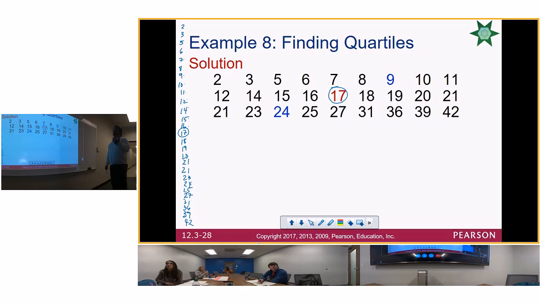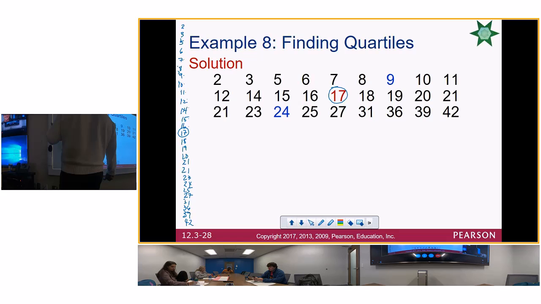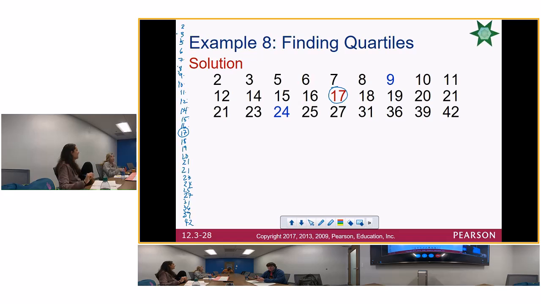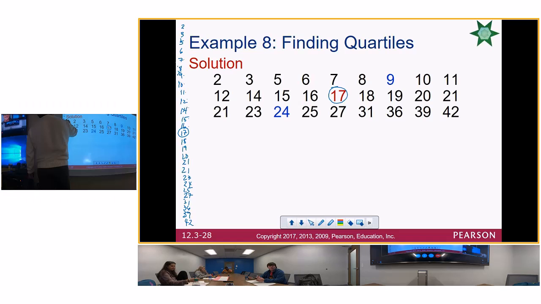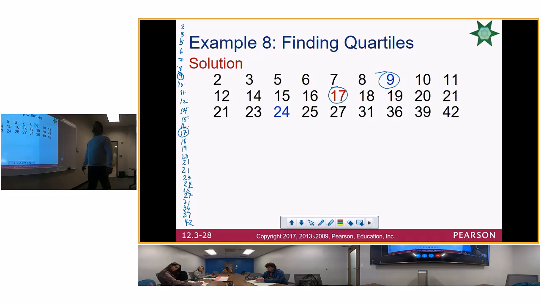How many numbers are above 17? We just counted them. 13. Right? Let's check. 1, 2, 3, 4, 5, 6, 7, 8, 9, 10, 11, 12, 13. What do we do when we have n equal to 13? We just find the middle. So what's half of 12? 6. So we've got to find the 7th number. 1, 2, 3, 4, 5, 6. 9 is our first quartile.